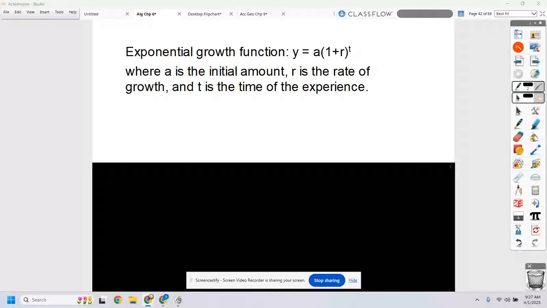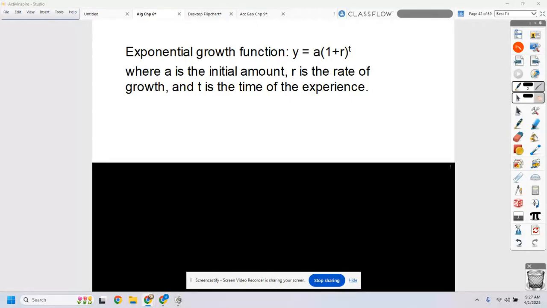So this is called exponential growth. Exponential growth is when a graph is increasing as time goes on. So if I look at our graphs over here on the graph board, it would be like the blue one, right? It's getting bigger as time goes forward.